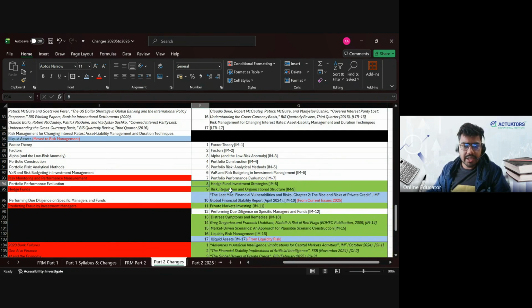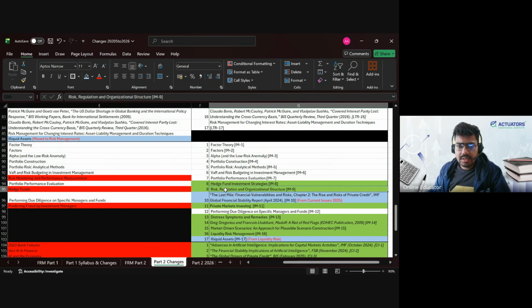They've introduced hedge fund management strategies. So they removed hedge funds and they've introduced hedge fund management strategies. They've introduced risk regulation and organizational structure. They've introduced private market investing and these 4 readings as well: distress symptoms and remedies, Madoff, RAT, and red flags. These are a few papers which were coined by famous risk professionals. So they have taken some readings from their papers as well. Those are marked in italics.